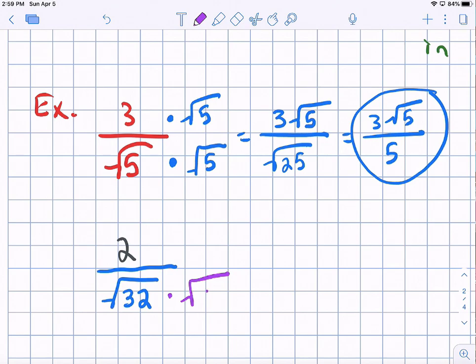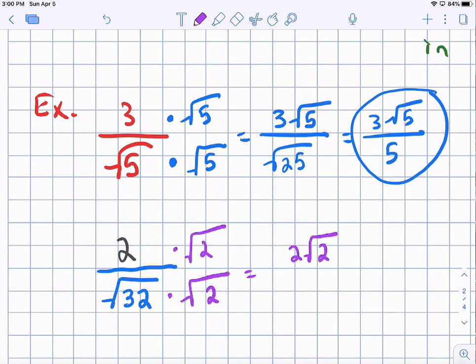64 is a perfect square. So if I take 32 times 2, that's 64. So I'm going to multiply the numerator and the denominator by the square root of 2. So on the top, that'll give me 2 times the square root of 2, and I'm not going to use the dot anymore.